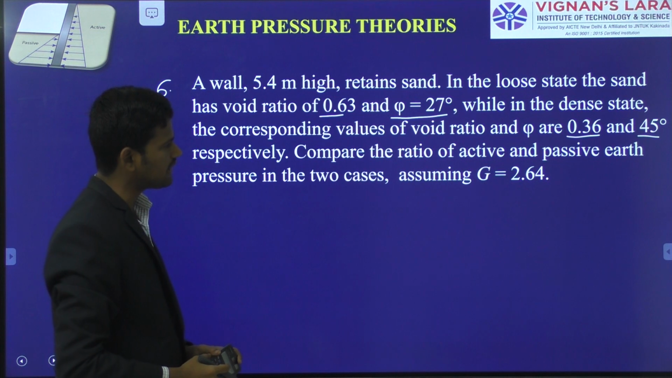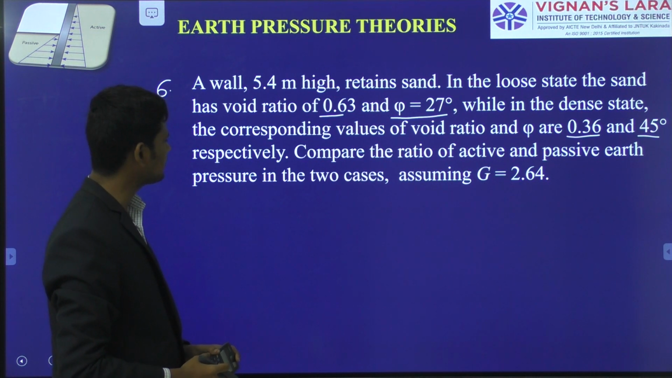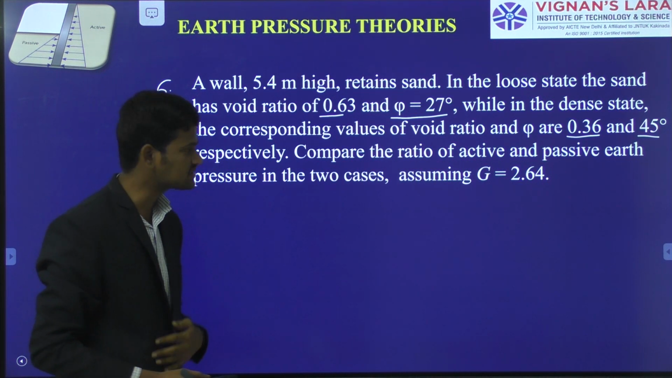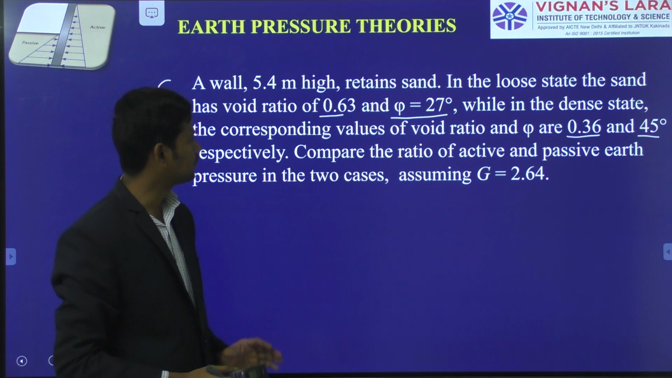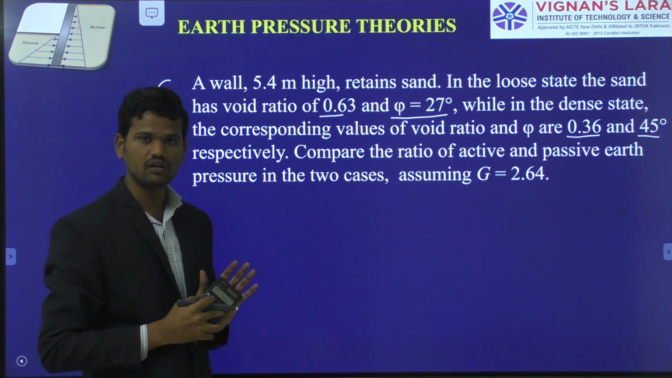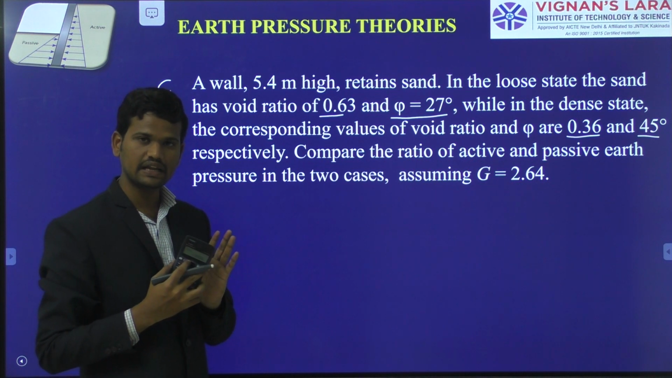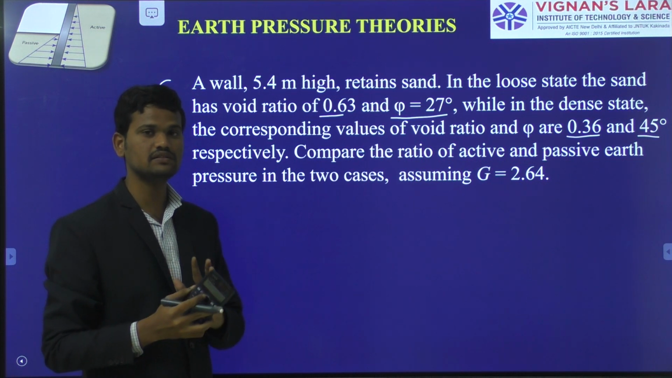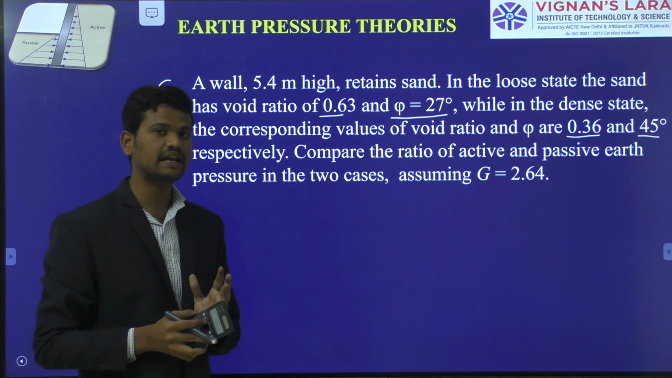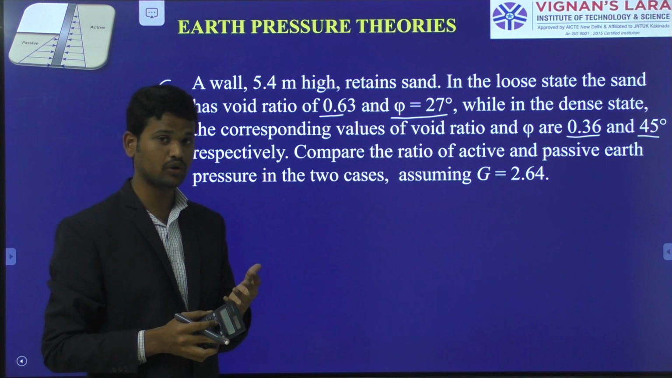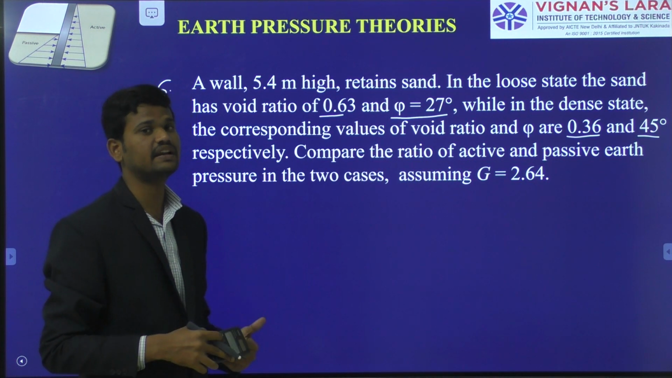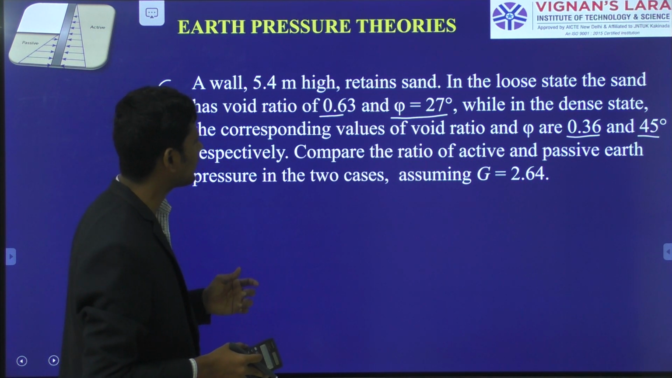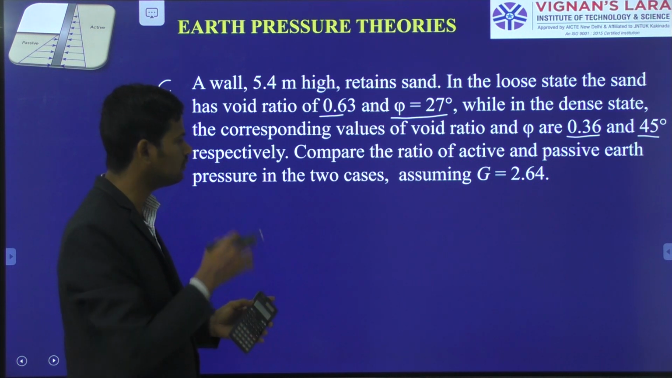Compare the ratio of active and passive earth pressure in the two cases, assuming G equal to specific gravity of the soil, G equal to 2.61. Here they have given a retaining wall height. They consider the first case as a loose state and the second case as a dense state. We have to calculate the ratio of active and passive earth pressure, both of them.